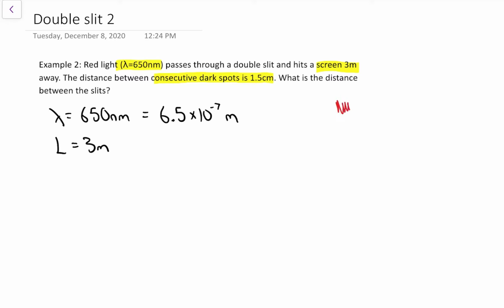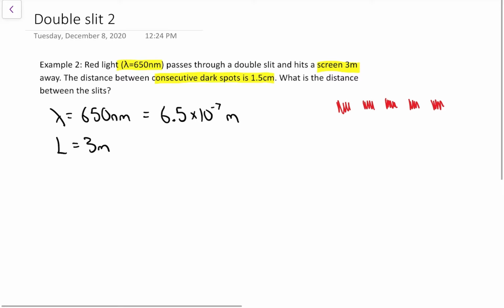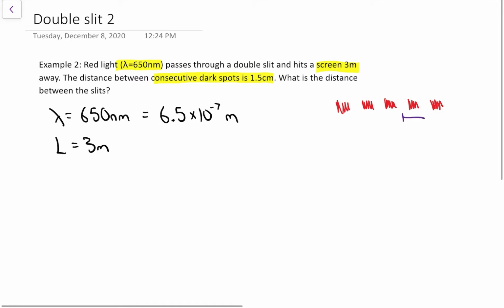So when the light goes through the double slit and hits the screen, we get this interference pattern on the screen. Let's say those red splotches are the bright spots where we see the red laser light. What the question is saying is that the distance from dark to dark, it doesn't say which dark to which dark, just that they're consecutive, is 1.5 centimeters.